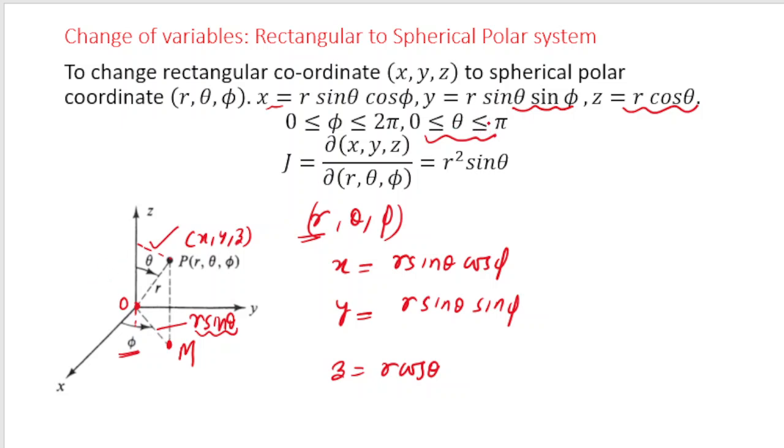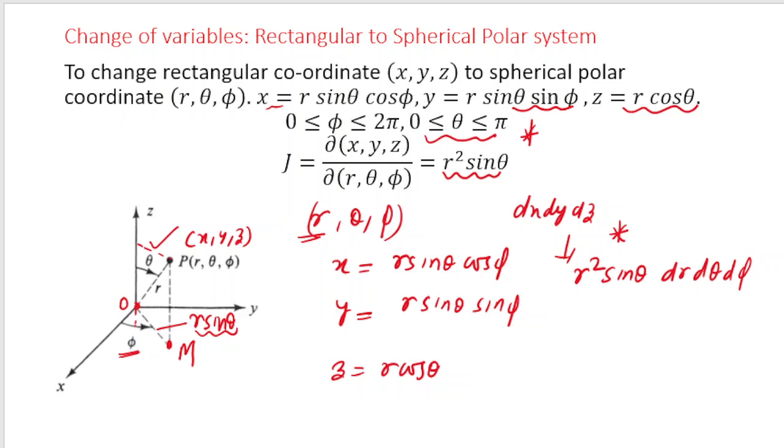So theta will vary from 0 to pi, and this angle phi will vary from 0 to 2 pi. You just think about this. This is important. Don't remember, understand it. And here the Jacobian of transformation, if you calculate, is r square sine theta. So if I change dx, dy, dz into spherical polar coordinates, it will be written as r square sine theta dr d theta d phi. It is important. Sometimes they directly ask this question.